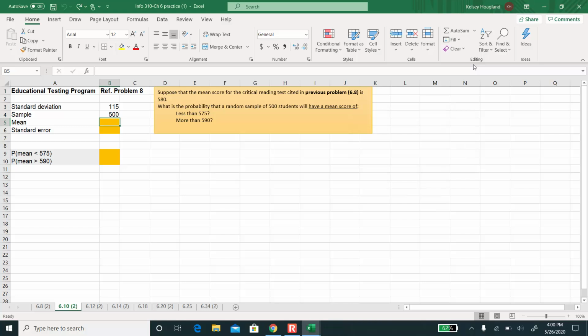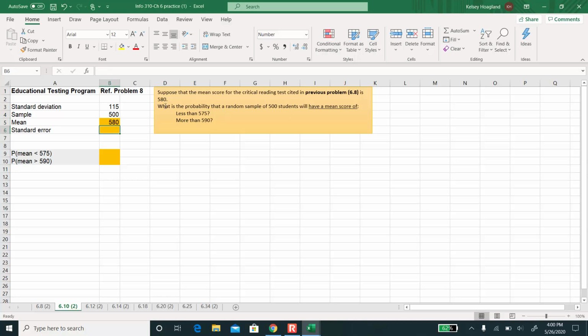Hi everybody, so in this video we're going to find out how to find the standard error in probability calculations. So we're going to start with our problem that says, suppose the mean score for the critical reading test cited in the previous problem is 580. So it's telling you that the mean from the last problem you already know to be 580, so you can fill in the mean as 580.